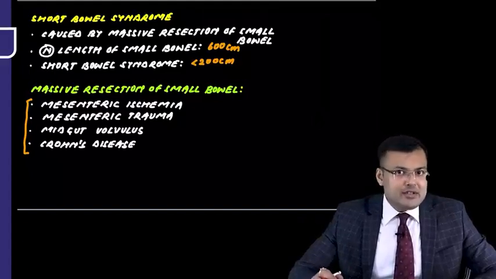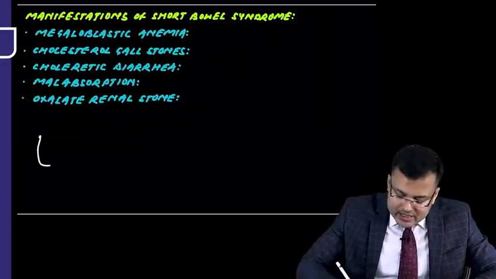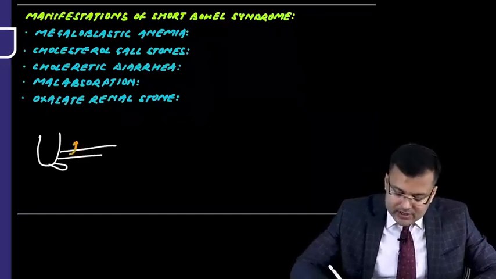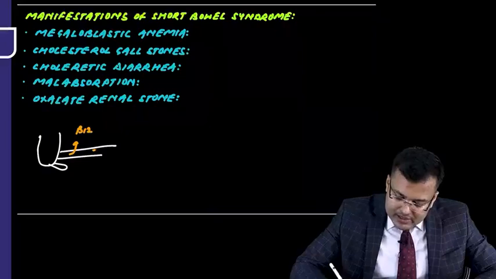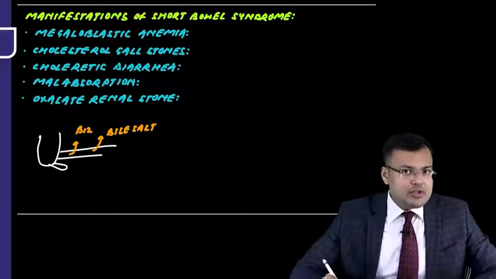So what are the manifestations of short bowel syndrome? You can have a look at this image. This is the ileum, this is the cecum, this is the appendix. What are the two unique functions of the terminal ileum? You know that there is B12 absorption and there is enterohepatic circulation of bile salt.